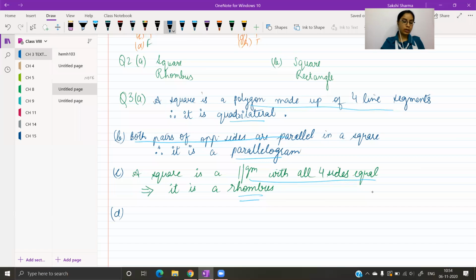Then part D, a square is a rectangle. So a square is a parallelogram. I'm going to write down the definition for rectangle: a parallelogram with each angle 90 degrees. So does that happen in a square? Yes. This means a square is a rectangle.